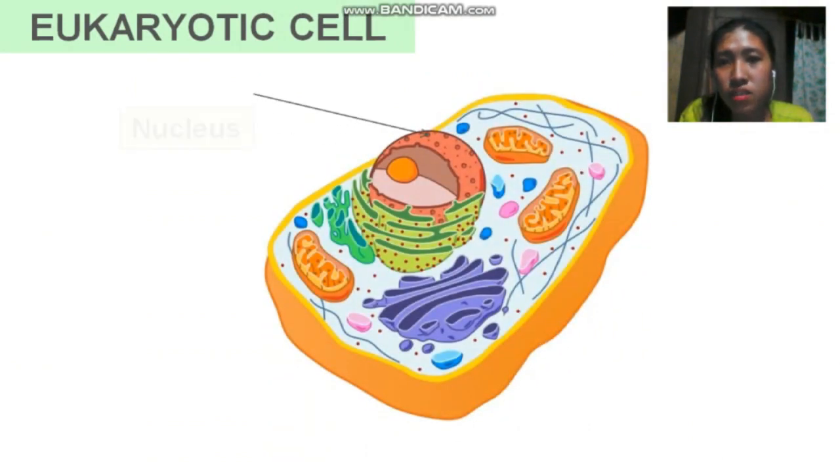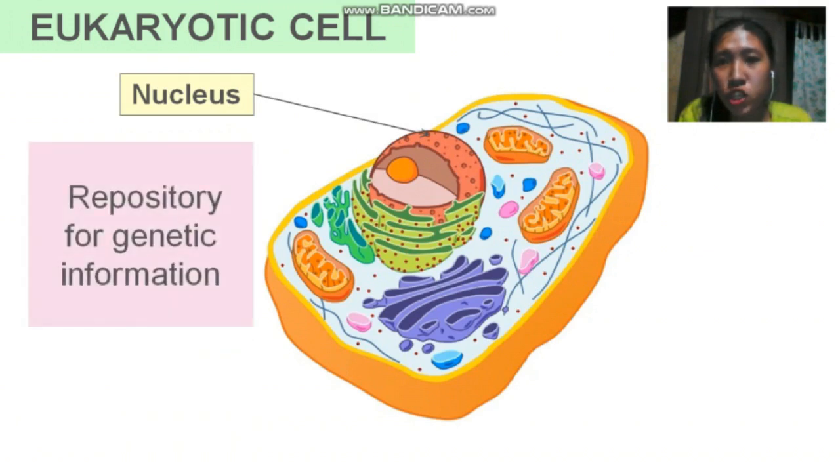First is the nucleus, which is the repository for genetic information. Class, take note that the nucleus is one of the major parts of the cell, known as the brain of the cell, that provides commands for the proper functioning of the other cell organelles, as well as being responsible for carrying genetic information in the form of DNA or RNA.